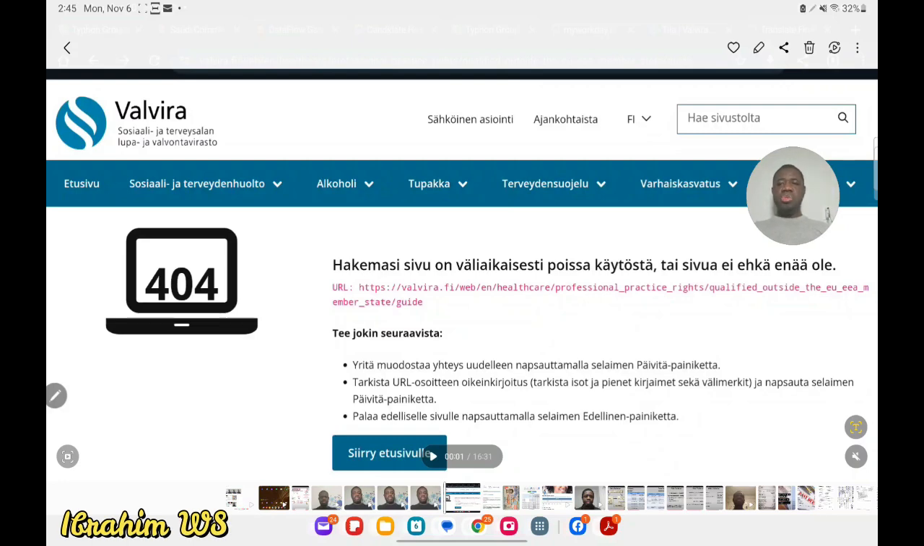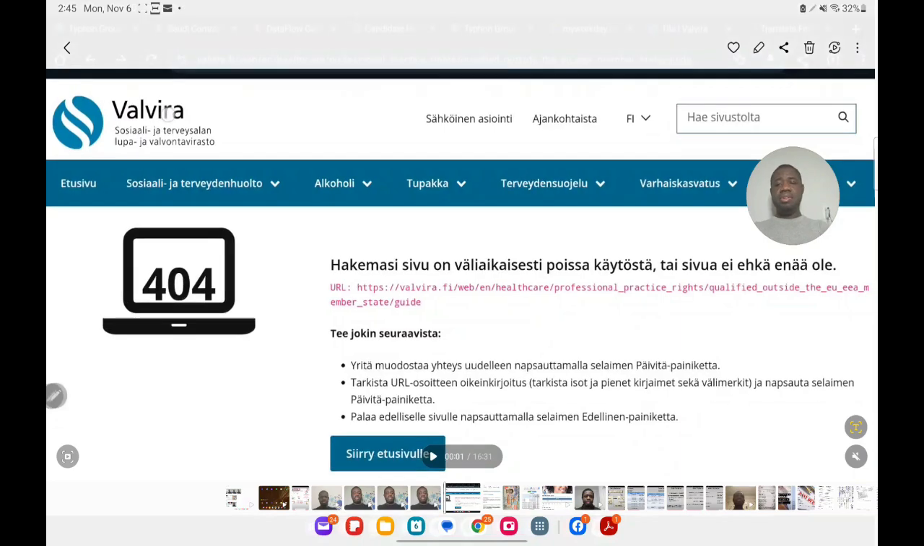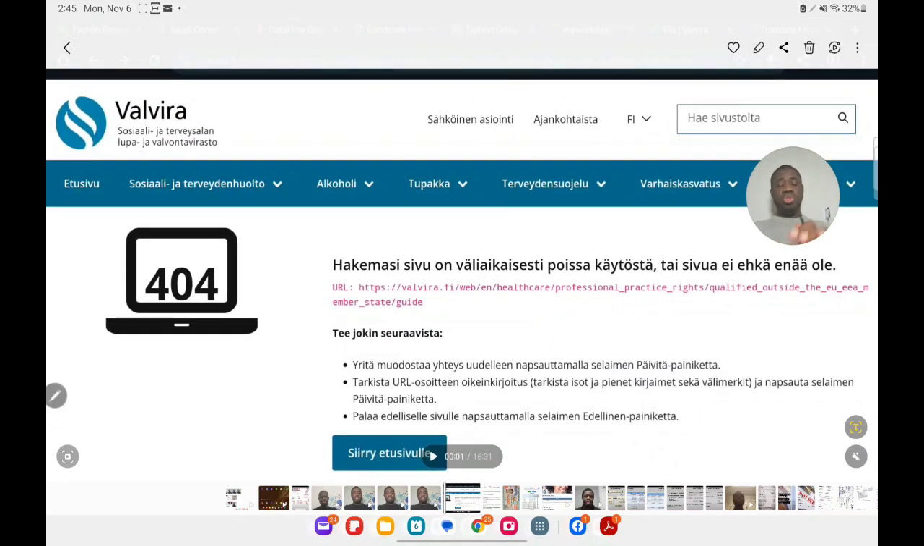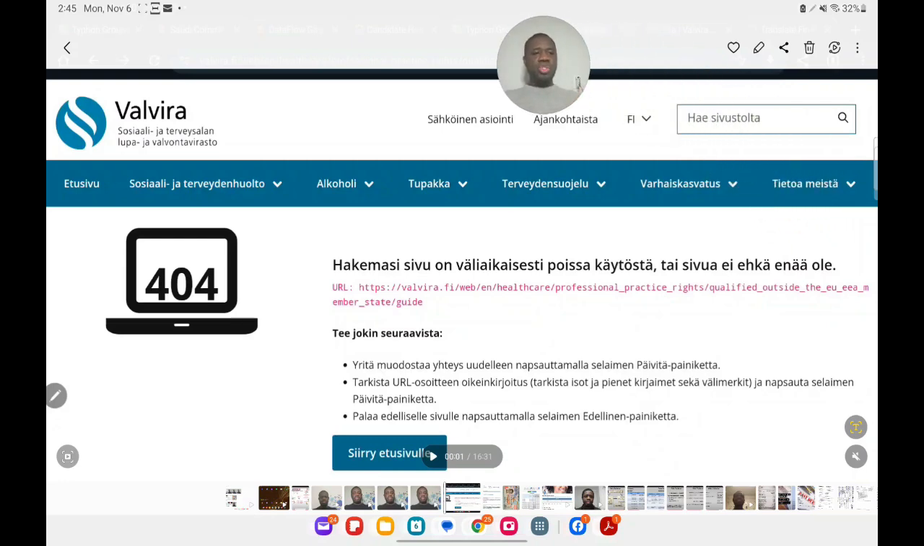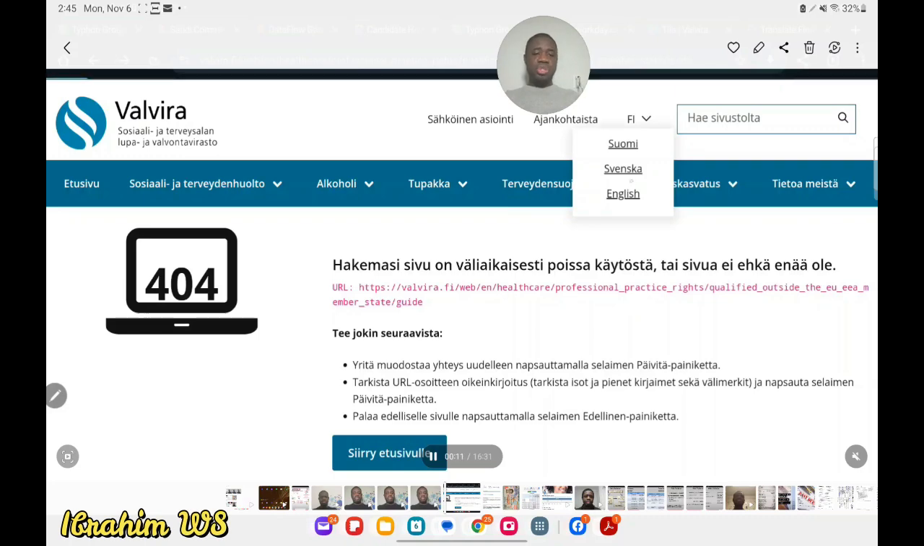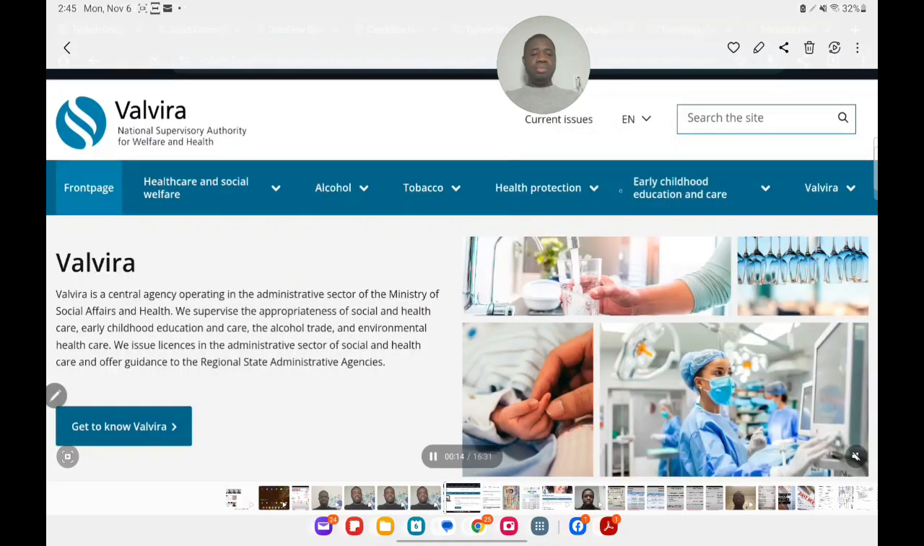The first thing is to go to the site Valvira here. So just go to Google, type Valvira Finland RN licensure application form. It will take you to this page. And the first thing you have to do here is to change the language, because this site is in Finnish, so you have to change it to English. So you click on the English here. Now you can read the information on the site in English language.